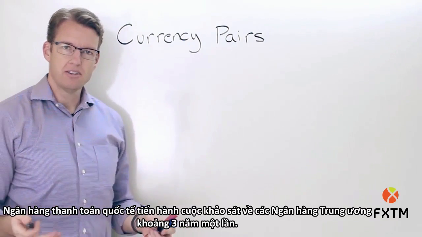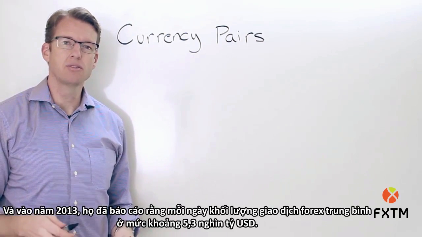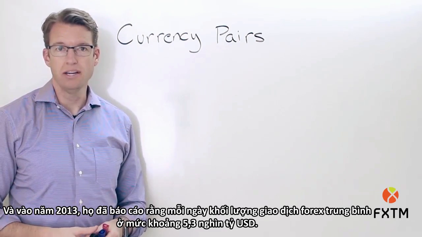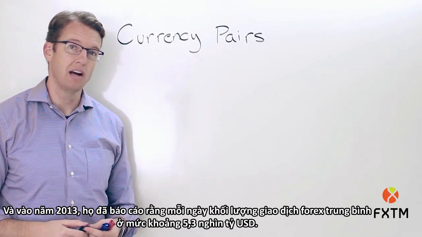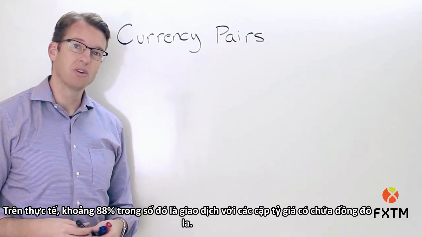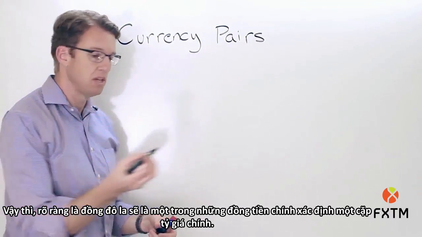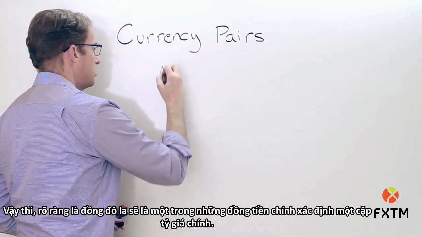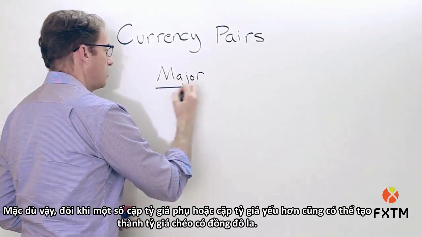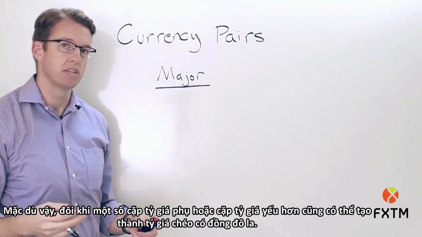The Bank for International Settlements does a survey of central banks about every 3 years. And in 2013, they reported an average volume in the Forex of about $5.3 trillion per day. About 88% of that was with currency pairs that had the dollar on one side or the other. So it's obviously going to be one of the key currencies that will identify a major pair, although some of the more minor pairs or exotic pairs will also be crossed with the dollar from time to time.